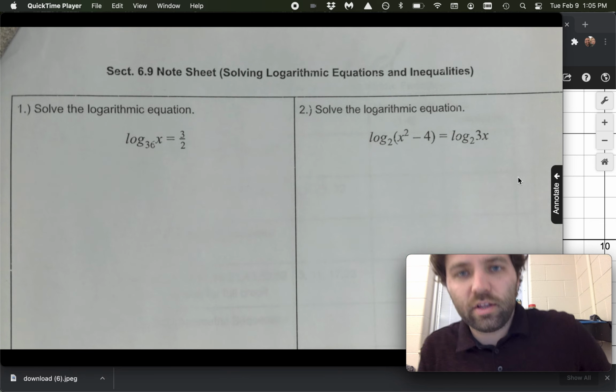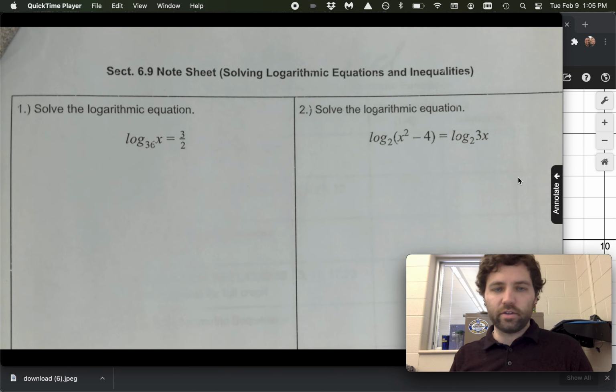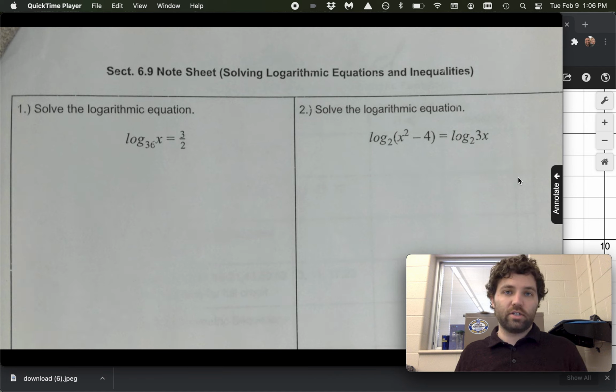We're going to talk about solving logarithmic equations and inequalities. So section 6.9 is going to feel sort of familiar because we've solved equations throughout this chapter, and this is really just a section that's supposed to tie everything together for you in terms of applying all the different properties and rules that we've learned to solve logarithms. So let's get started here.